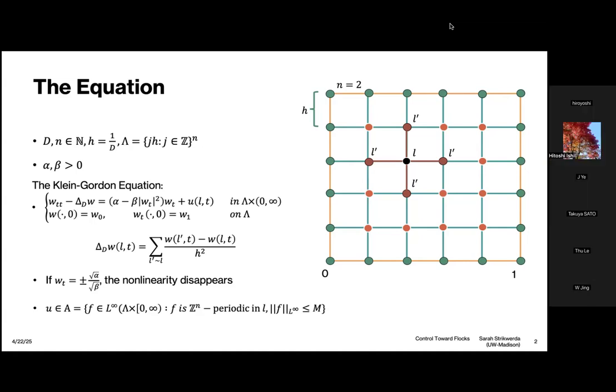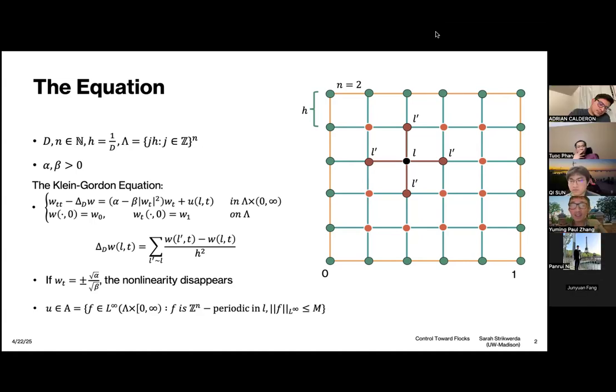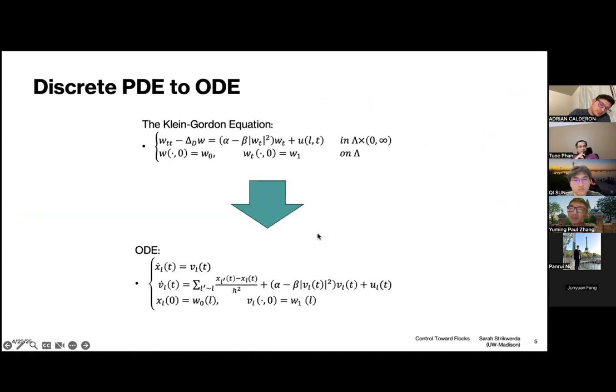Can I ask a question? Please. I noticed that there is a condition like m needs to be greater than some combination of alpha and beta. I'm wondering, is this necessary or just technical?